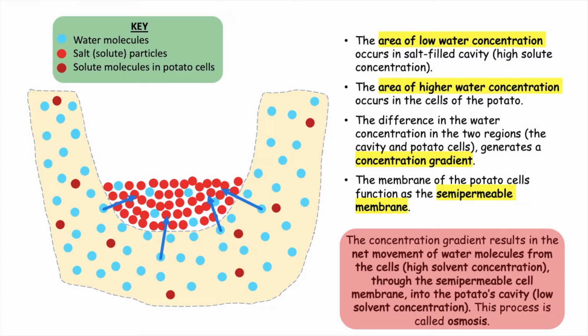Therefore, we can say that the concentration gradient results in the net movement of water molecules from the cells, which is the region of high solvent concentration, through the semi-permeable cell membrane into the potato's cavity, which is the area of low solvent concentration. And this process is called osmosis.